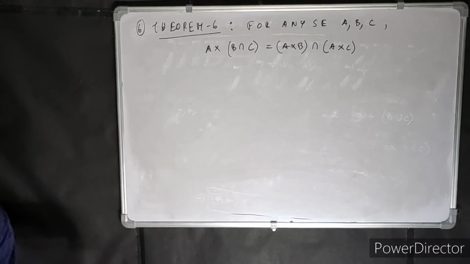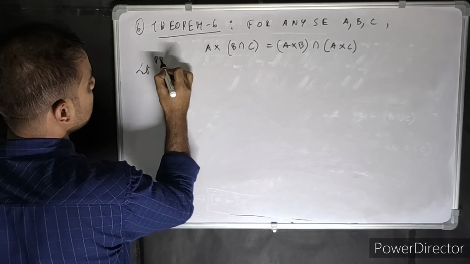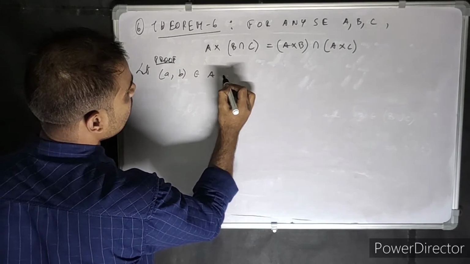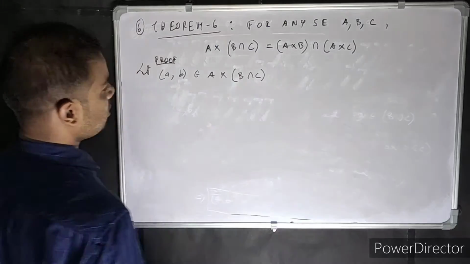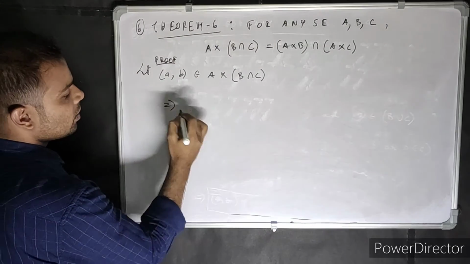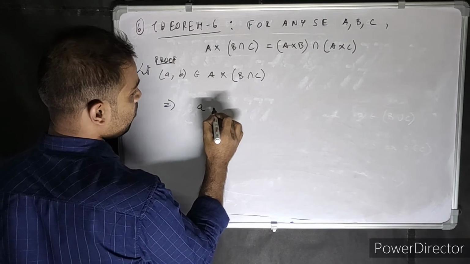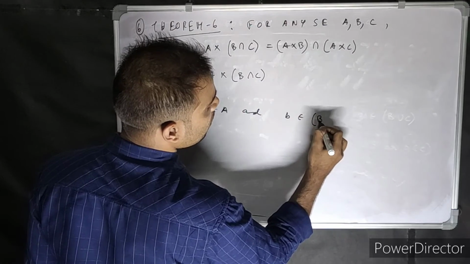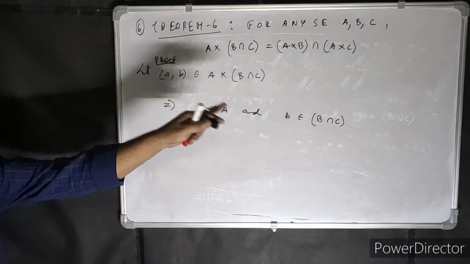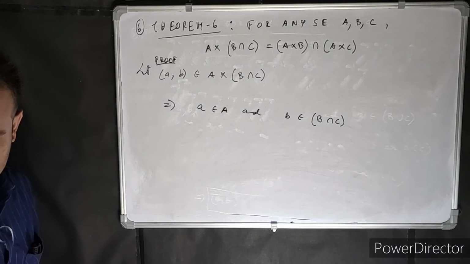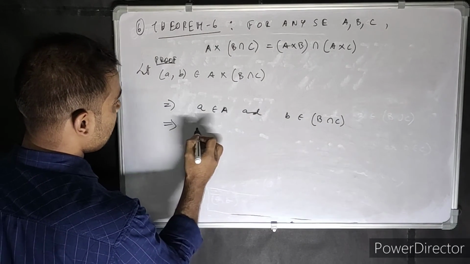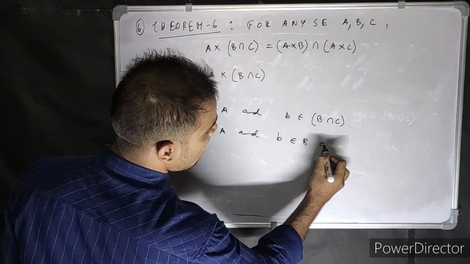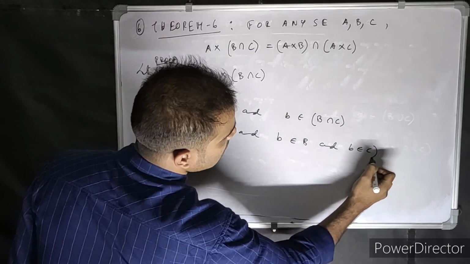Now look. So the proof, how will it go? Same way: (a, b) belongs to A cross (B intersection C). What does this imply? This implies a belongs to A and b belongs to B intersection C. Right? Split it up in two parts. Now, next part, what does it imply? a belongs to A and b belongs to B and b belongs to C.